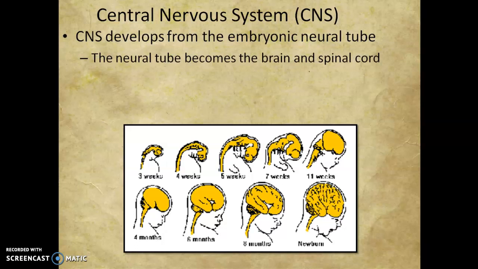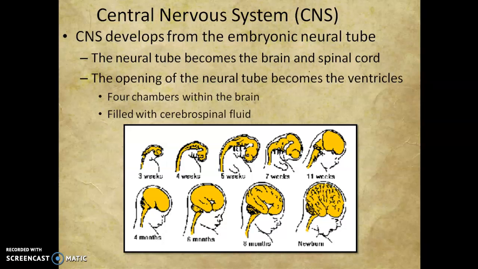Alright, since we're going to be focused primarily on the brain, hopefully you remember that the brain is part of the central nervous system along with the spinal cord. The central nervous system, or the CNS, is going to develop pretty early on within a baby's development. We see that the central nervous system develops from something called the embryonic neural tube. When a fetus is first formed, you have this tube that is running down your back. That tube is going to be what forms into the brain and the spinal cord.